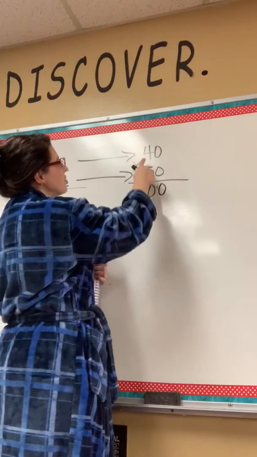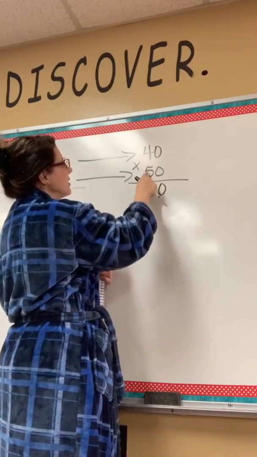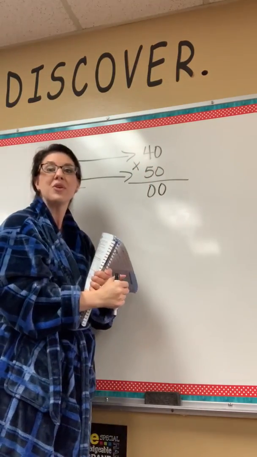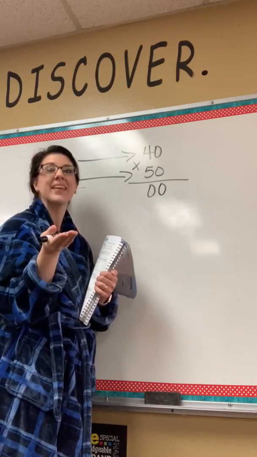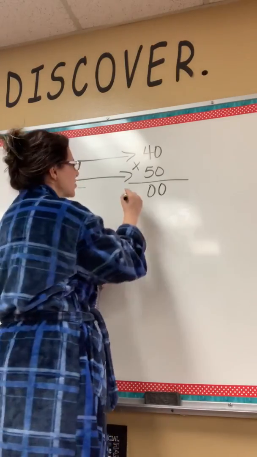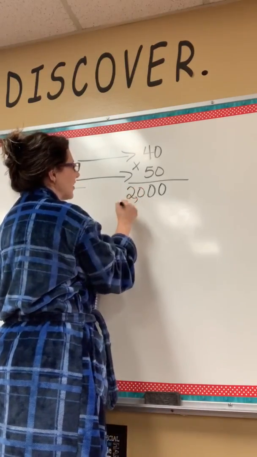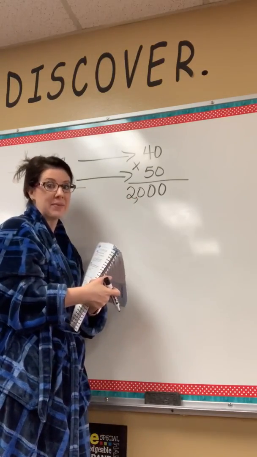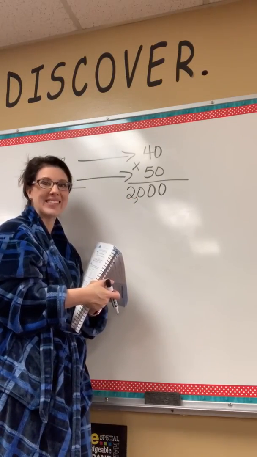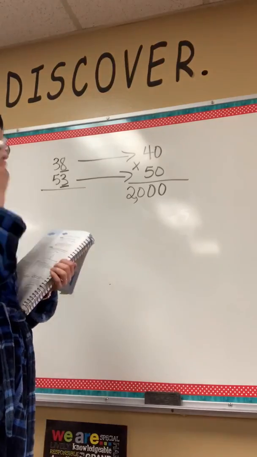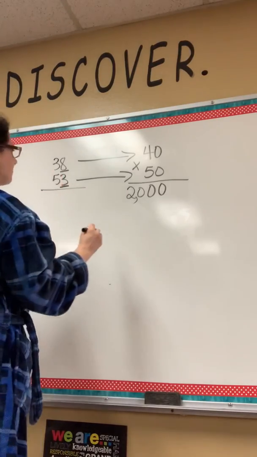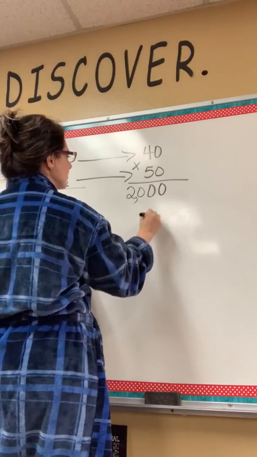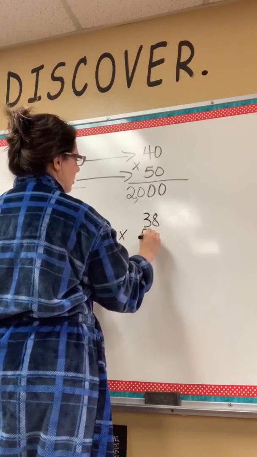And that leaves me multiplying the numbers left. 4 times 5. 4 times 5 is, that's right, it's 20. So I'm going to put 20 down in my answer. My reasonable estimate is 2,000. All right, but let's multiply exact. Let's see if our answer was reasonable.